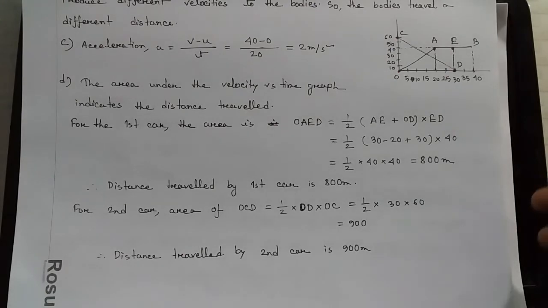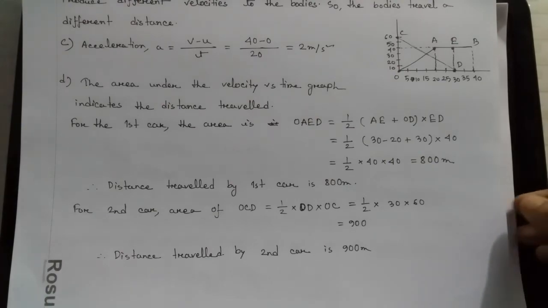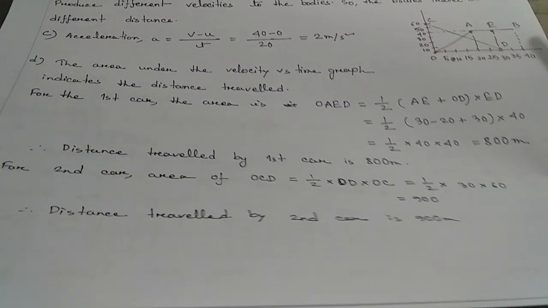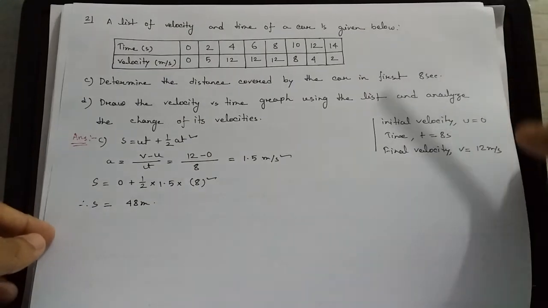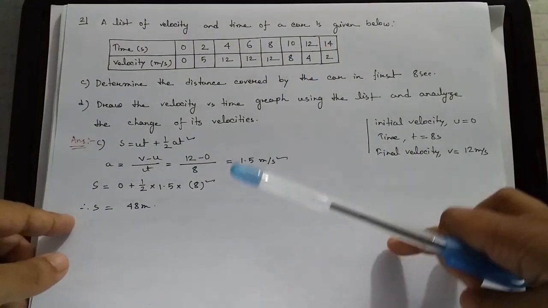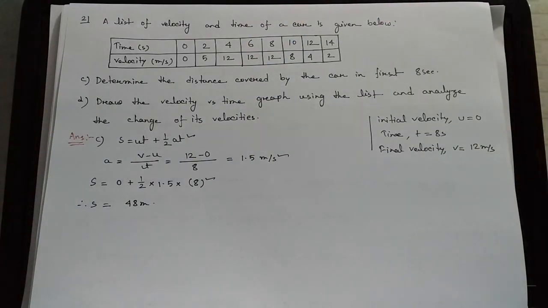This is the first STEM-based math, or first creative type math of today's class, and now we will try to see the second one. What is the question over here? Here, a list or table is given for you. You have to determine the graph.